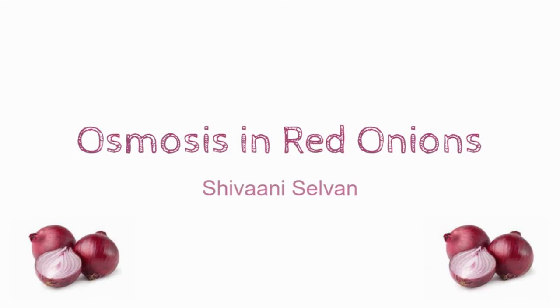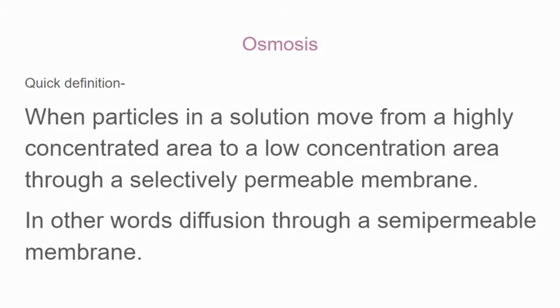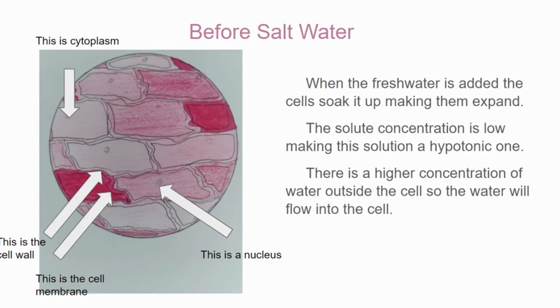I'm doing osmosis in red onions. The quick definition of osmosis is particles in a solution that move from a highly concentrated area to a lower concentrated area through a selectively permeable membrane. In other words, it's just diffusion through a semi-permeable membrane.